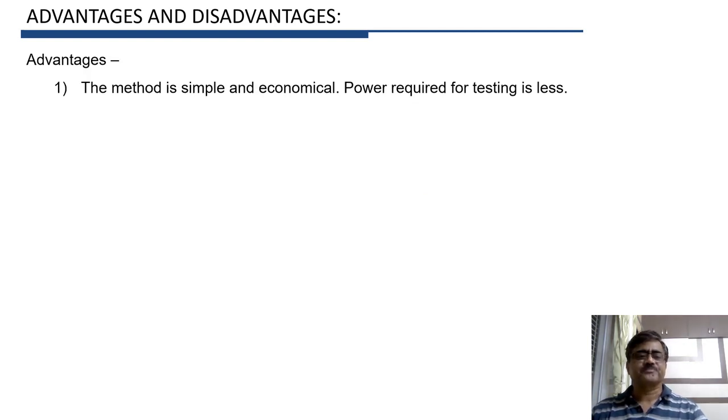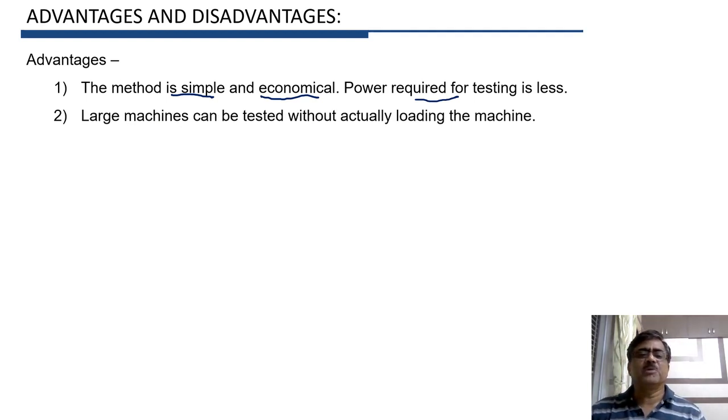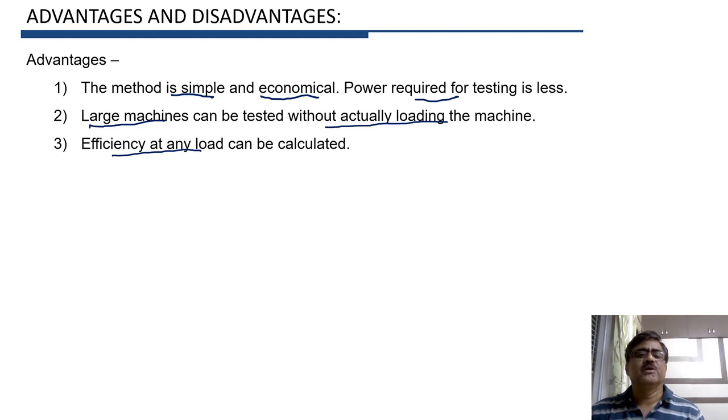Let us now see what are the advantages and disadvantages of this method. The first advantage is the method is very simple and it is also economical, because the power required for testing is only no load power, and which is very less. Then the second advantage is, with the help of this method, it is possible to test large machines without actually loading the machine up to full load. Then the third advantage is, we can determine the efficiency of machine, whether it is working as generator or as motor, and at any load condition.